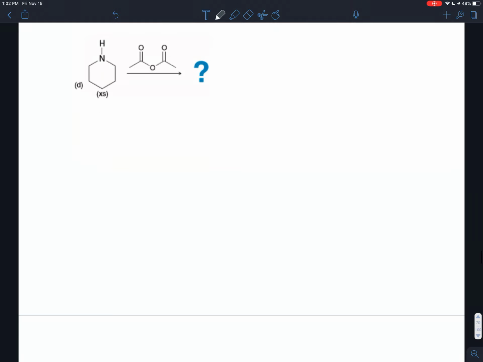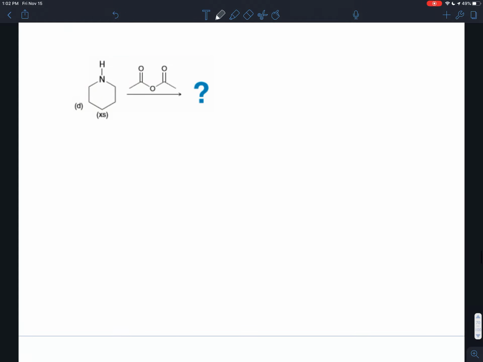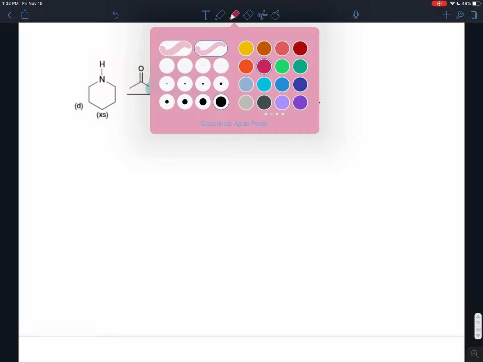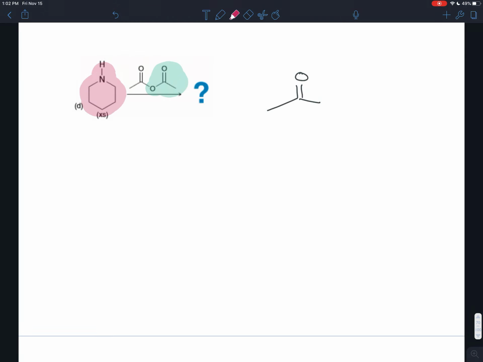So then, in D, we run into a similar scenario. You would notice a carboxylic acid derivative, an anhydride, 2 carbonyls connected with an oxygen. And so when you look at that, you think about the thing that's the leaving group. And when you're trying to draw the product, draw everything but the leaving group and replace the leaving group with your nucleophile. Here the nucleophile is the nitrogen.